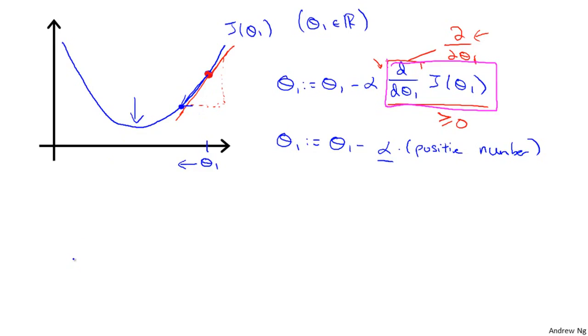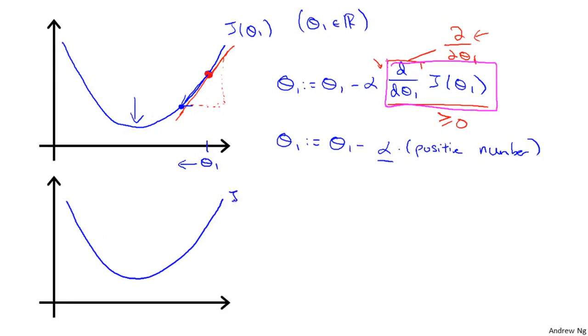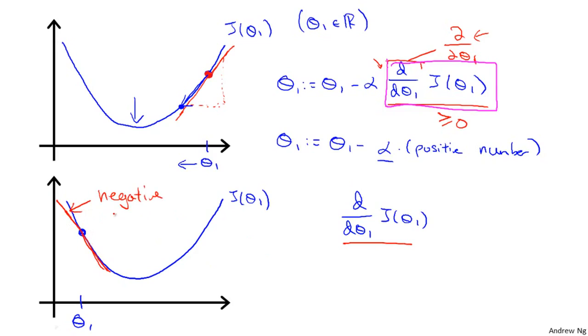Let's look at another example. Let's take my same function J of theta 1, and now let's say I had instead initialized my parameter over there on the left. So theta 1 is here, at that point on the surface. Now my derivative term d/d theta 1 of J of theta 1, when evaluated at this point, is the slope of this line. But this line is slanting down, so it has negative slope. Alternatively, I can say that this function has a negative derivative at that point, so this is less than or equal to 0.